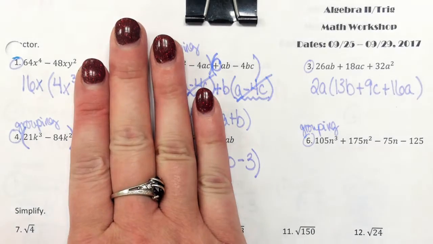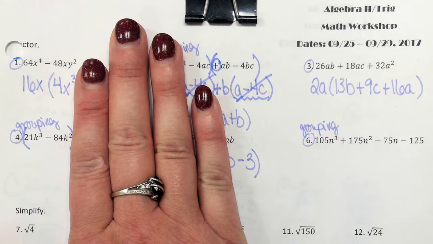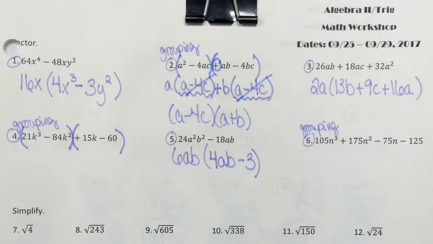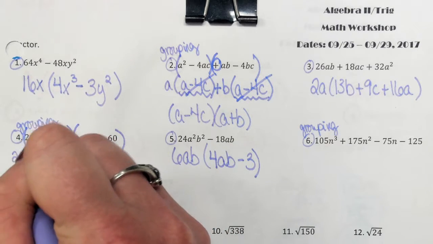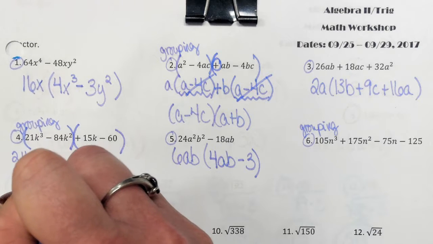All right, look at just the first 2, 21 and 84. What's the biggest number that goes into both of those? Think about the numbers that go into 21. 7? All right, let's see, does 21 go into 84? Yeah, so it'd be 21. And what letter do they both have in common? K squared. There you go.